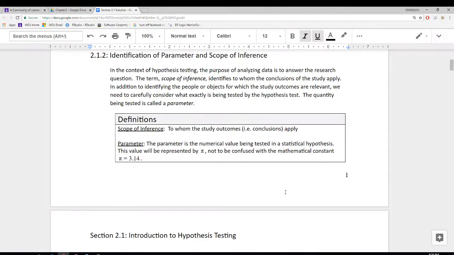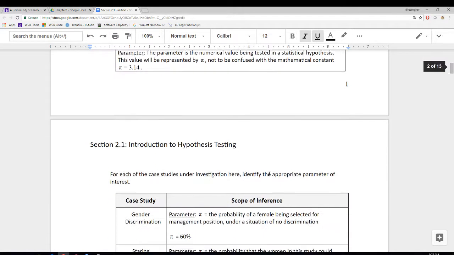We will now consider two definitions. The first, scope of inference. Scope of inference is simply to whom the study outcomes, and hence the conclusions, apply. The parameter is a numerical value that is being tested by the hypothesis. The parameter is what is used to build the simulation model. This value is denoted by pi, not to be confused with the mathematical constant of 3.14.